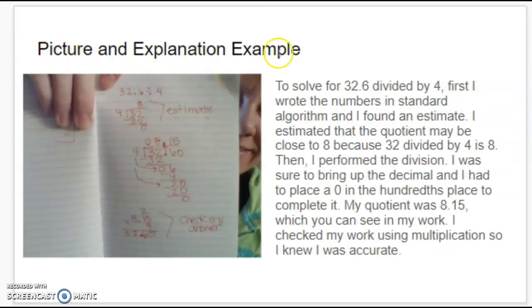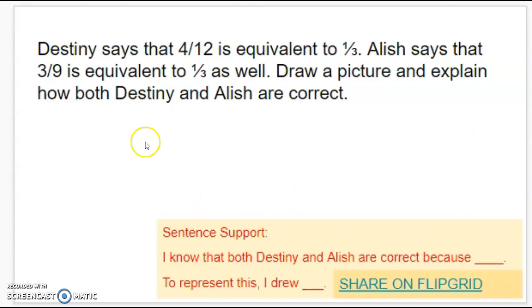So here's the picture and explanation example. Here is a picture of my work, and here is my explanation. This is one we did a while back, so it is not relevant to the problem we worked on today, but this is an example you can use when you turn in your application problem. Be sure you have your picture as well as your explanation. All right, so you're going to go work on this problem. Make sure you share it on Flipgrid.